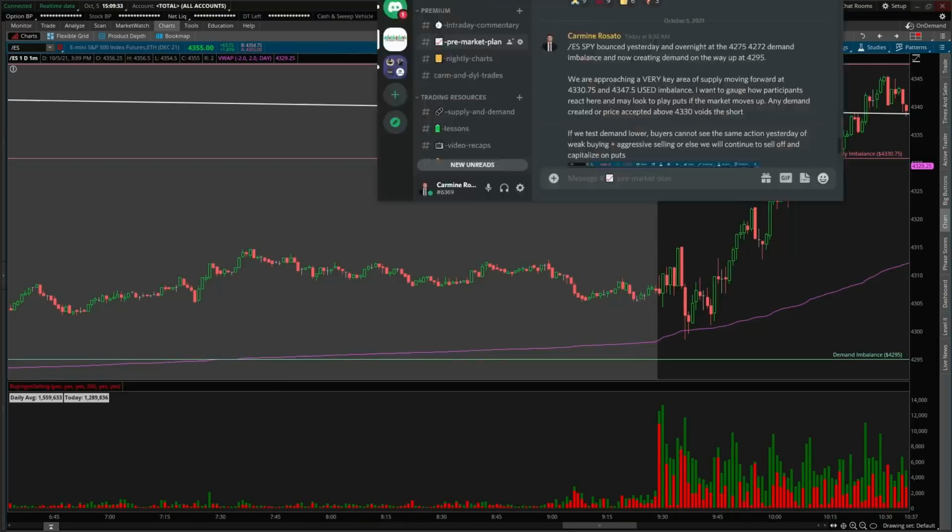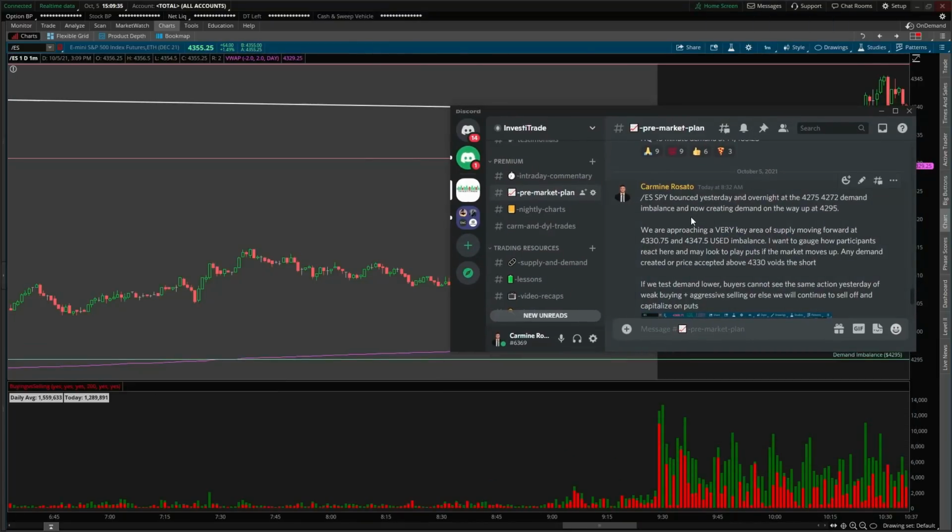So we have that context in the head. This was posted an hour before the market opened. So we're approaching a very key area of supply at 4330, 4347. It's a used imbalance. I want to gauge how the participants react here. I may look to play puts, but I also said if any demand is created or price is accepted above 4330, it voids the short.